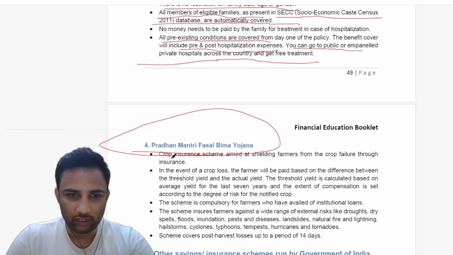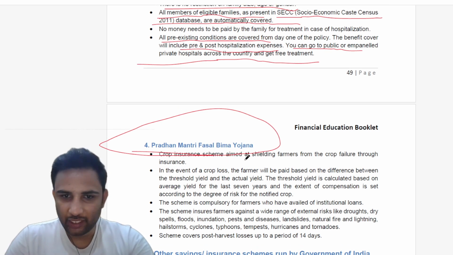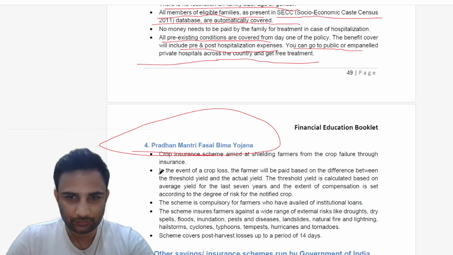Pradhan Mantri Fasal Bima Yojana. It is a crop insurance scheme aimed at shielding farmers from the crop failure through insurance. In the event of a crop loss, the farmer will be paid based on the difference between the threshold yield and the actual yield. The threshold yield is calculated based on average yield for the last 7 years, and the extent of compensation is set according to the degree of risk for the notified crop. The scheme is compulsory for farmers who have availed of institutional loans.